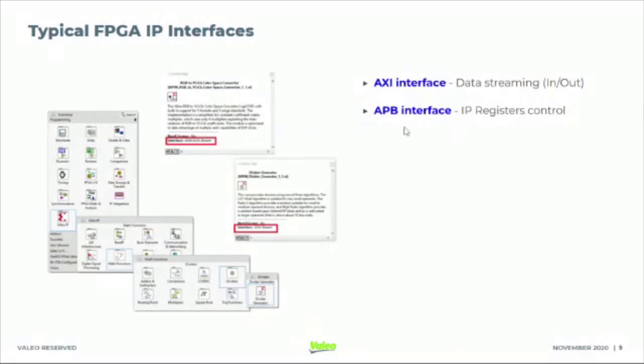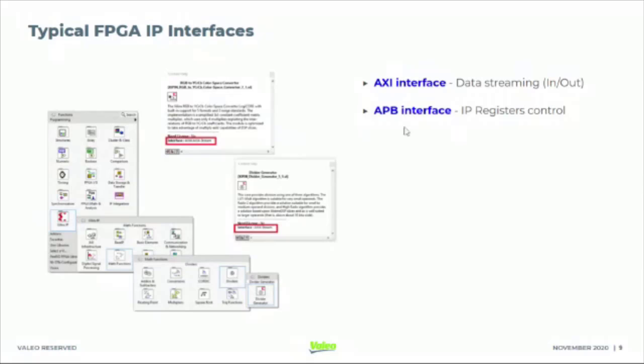The other interface that is typically used is the APB interface, which is used to program the IP registers, that is, to configure the settings of the IP. Before we go into more detail, we need to understand these AXI and APB interfaces. So I will quickly show you what the AXI interface is.